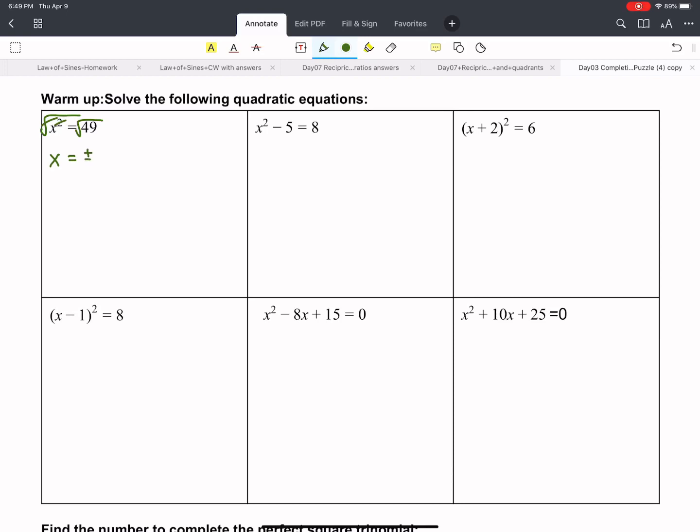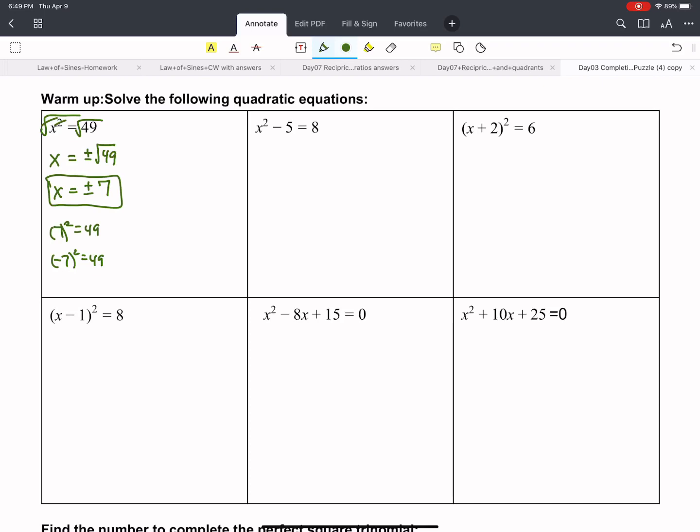However, there should be a positive and a negative square root of 49. So x is equal to plus or minus 7, which means that if you plug 7 into the original equation, it'll equal 49 because 7 squared is 49. But if you plug in negative 7, negative 7 squared is also 49. So you cannot assume that there's only one answer. There are two answers, and those are the zeros.